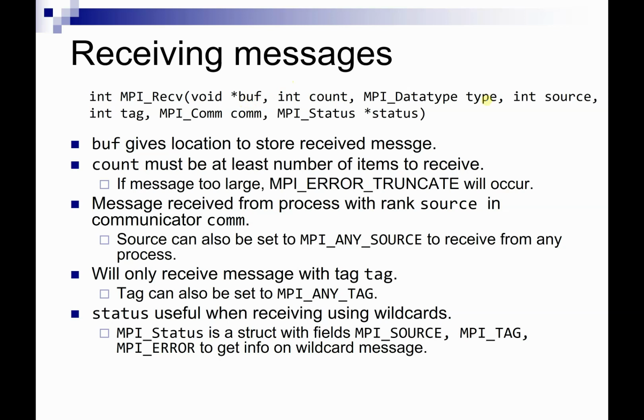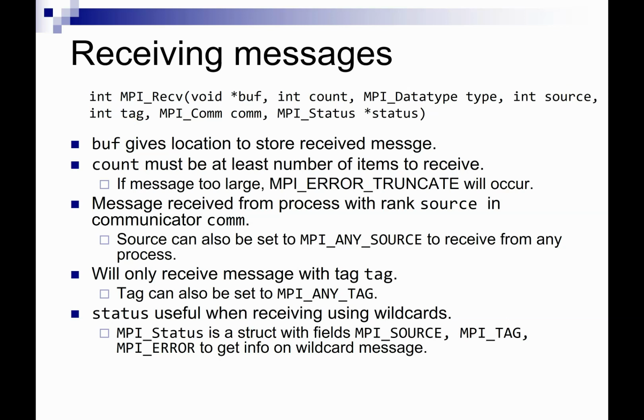And you need to say what type of data you expect to get, so that's the type over here, and then how many of these data types you plan to get. So if you're going to get 10 ints, you need to say 10 and then MPI int over here. You also need to know who you're receiving from. So the source is a process in this communicator comm, and you need to give the rank of that source within this communicator. And because the source can be sending multiple messages to you, you should specify the tag of the message that you plan to receive.